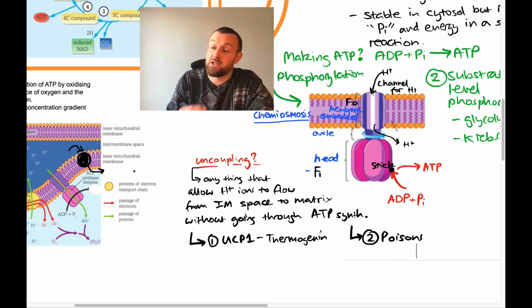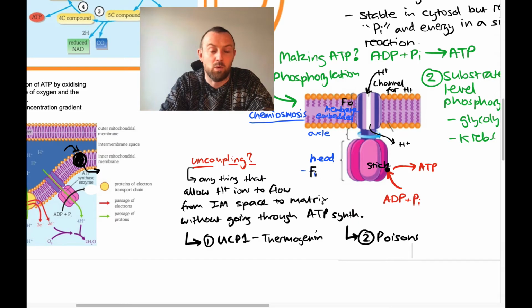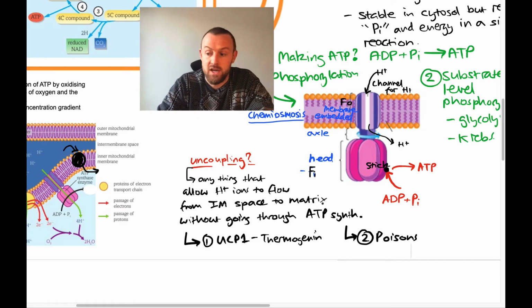This was actually used as an explosive in World War Two, I think, or maybe World War One, and people working in the factory reported that they were losing a lot of weight. They reported that they felt hot all the time, they were sweating all the time, and they became quite thin. So this was because a lot of the energy from their food stored in that reduced NAD and reduced FAD didn't end up going into ATP, and it ended up just going into heat. So they lost a lot of weight.